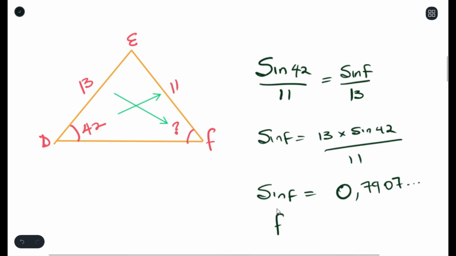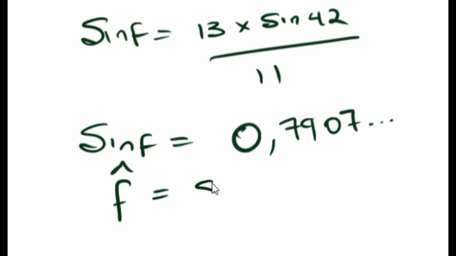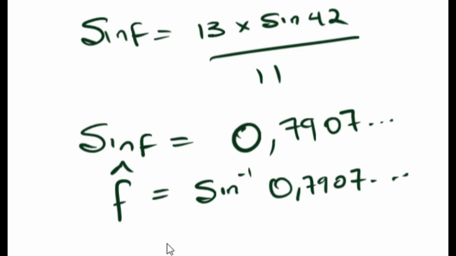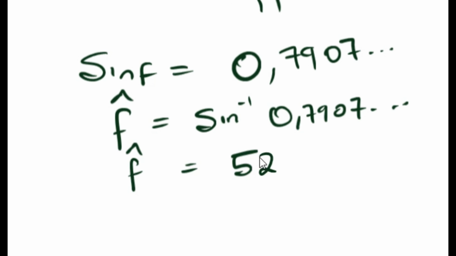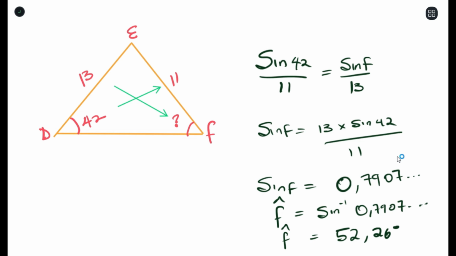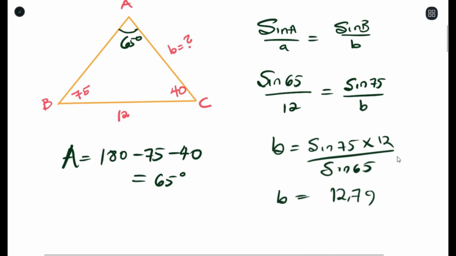So to get angle F, we will use the second function of sine, meaning we'll move sine over to the other side, and in your calculator, you put shift sine, then you substitute this answer over there. And your final answer would be, and that's it, 52,26 degrees.